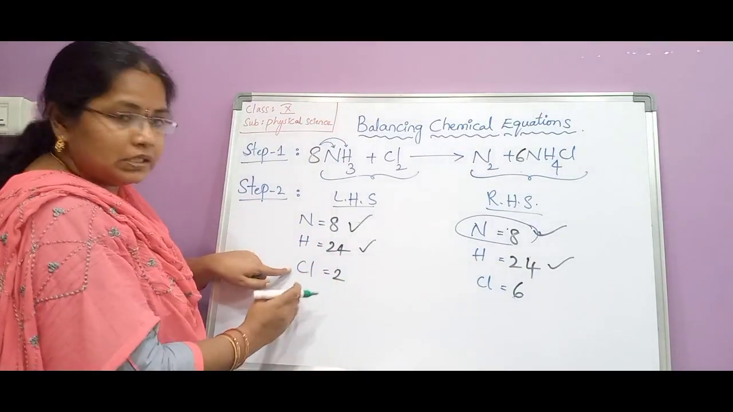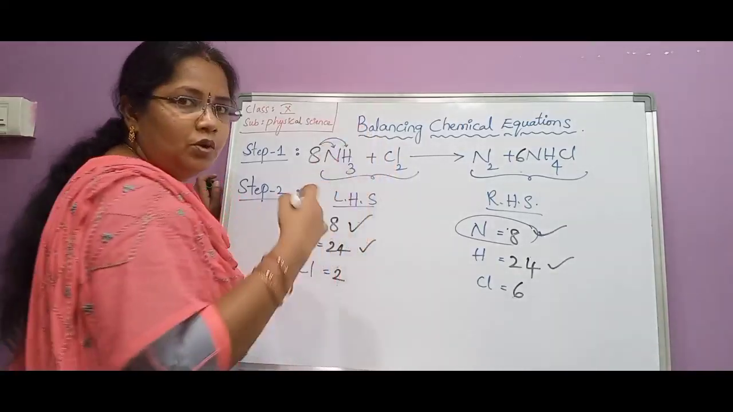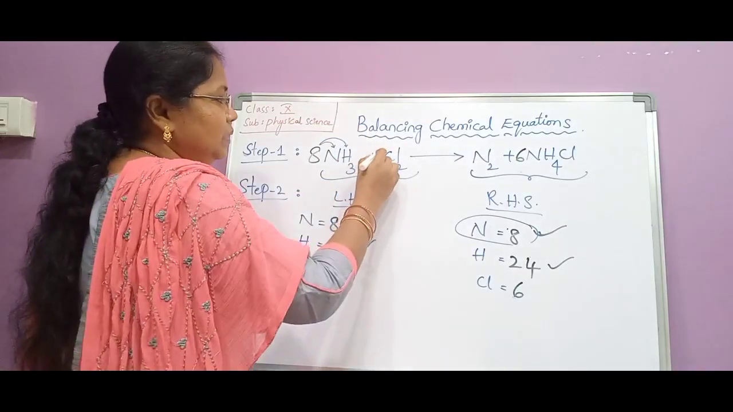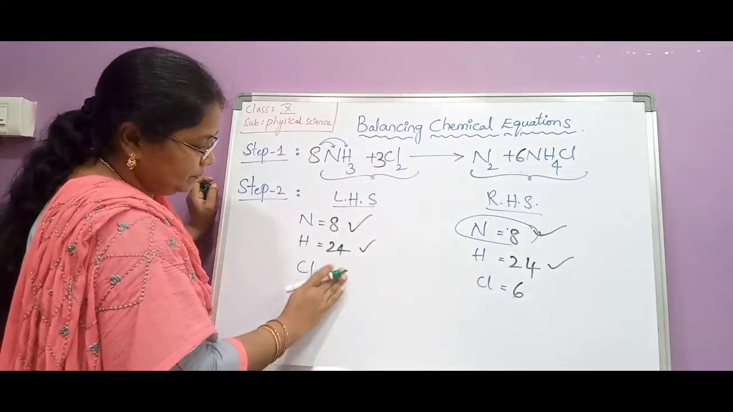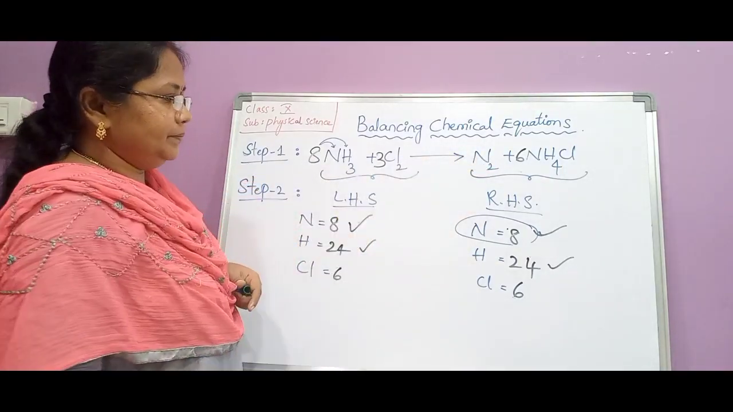In order to make 6 chlorines this side also, we have to multiply this formula with a suitable coefficient, that will be 3. Automatically it becomes 3. Why? Because 3 into 2 is 6. Like this, we can write the suitable coefficients here.